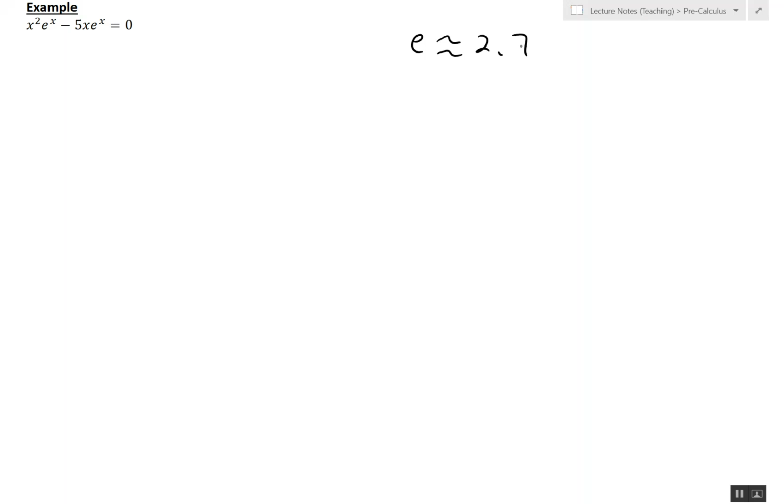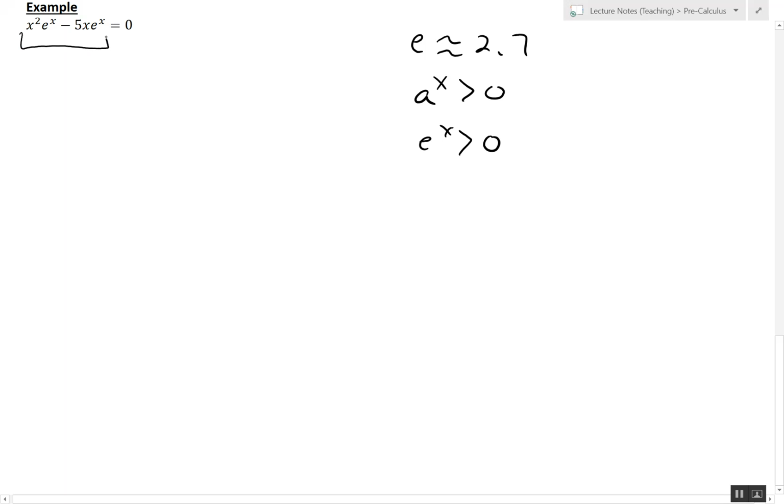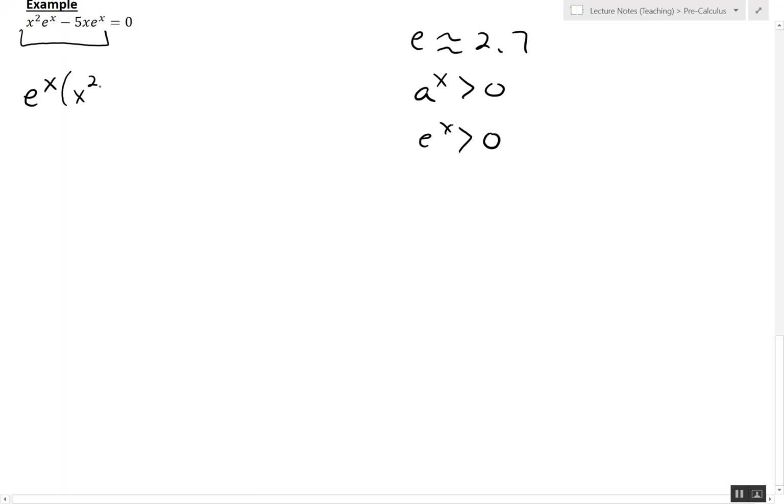But one of the facts we want to use here is that, in general, a to the x is never equal to 0, and in particular, e to the x is always greater than 0. So the first thing that looks logical to do is to factor out an e to the x. In fact, you can factor out more than this, but I just wanted to factor out the e to the x first to keep things simple. So notice you get e to the x times x squared minus 5x equals 0. That means by the zero product property that e to the x equals 0 or x squared minus 5x equals 0.